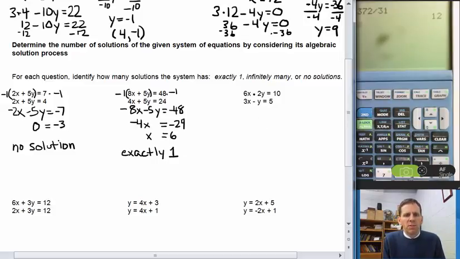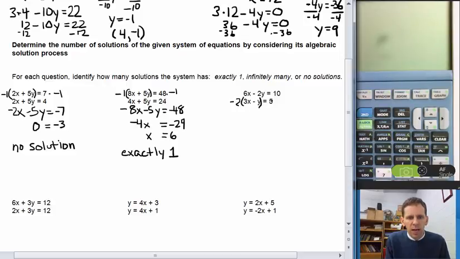In our next problem, we have 6x minus 2y equals 10, 3x minus y equals 5. I'm going to multiply the bottom equation by -2. And the reason I'm going to do this is, well, two reasons. One, if I multiply 3 by -2, I'm going to get -6, which will cancel the 6. And if I multiply -y by -2, I'd get a +2, which would cancel with this.